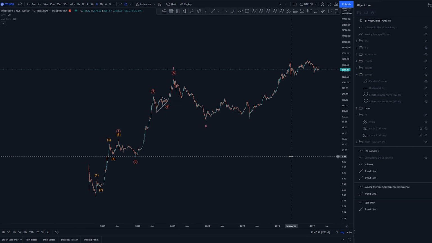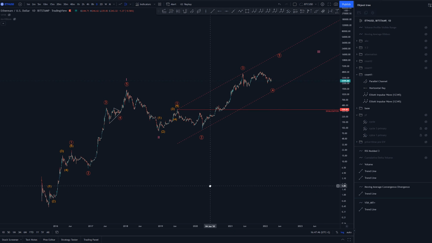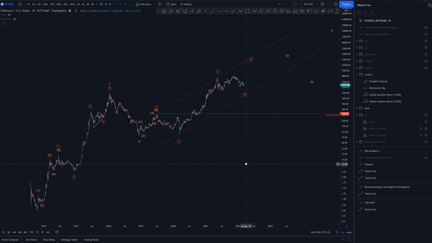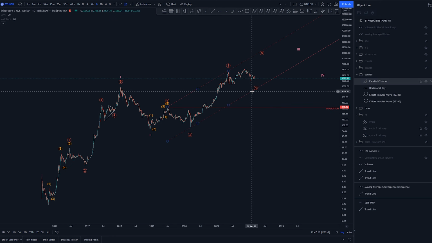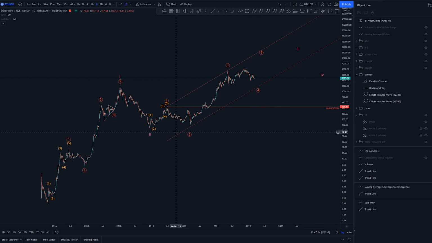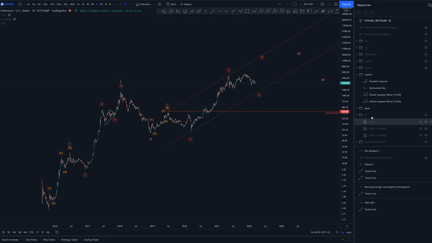Now I have a count here that says this exact thing, and currently we're developing the primary 4. I got a parallel channel right here, pivoted from 1, 3 to 2, and we can also have a pitchfork. Let me see, cycle 3 primary, so this one.